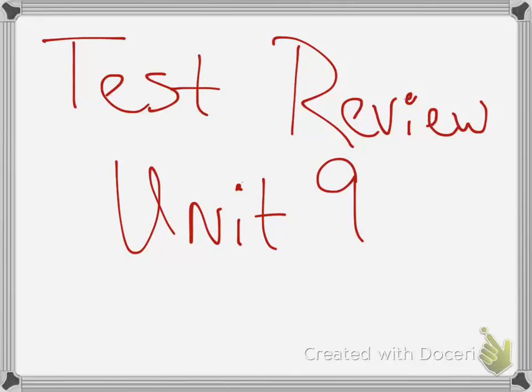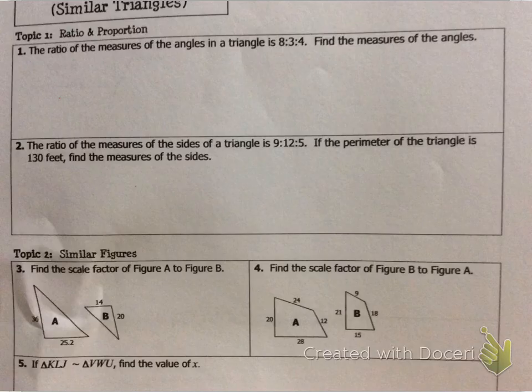All right, here we go. Test review unit number 9. I know it says unit 6, but that's because I changed the order around and stuff like that. So, hey, just go with it, okay? This is unit 9. All right, so let's look at the first set of problems.